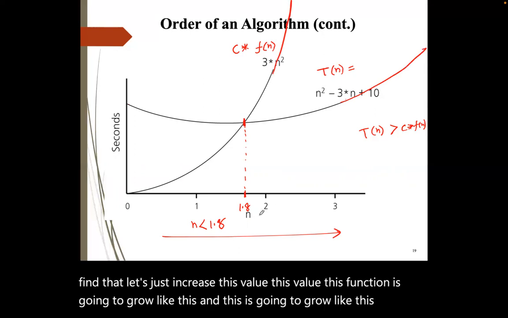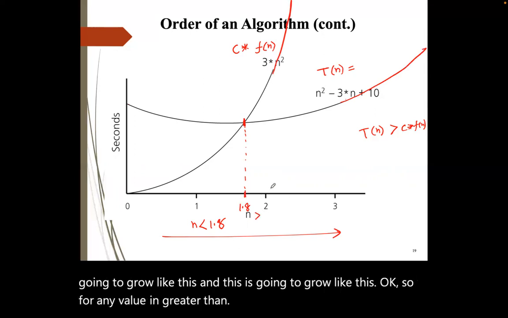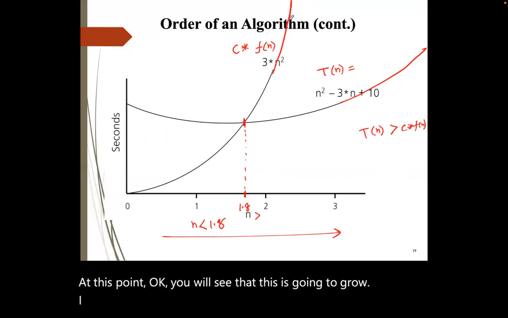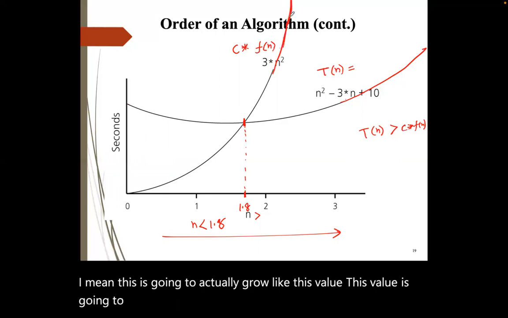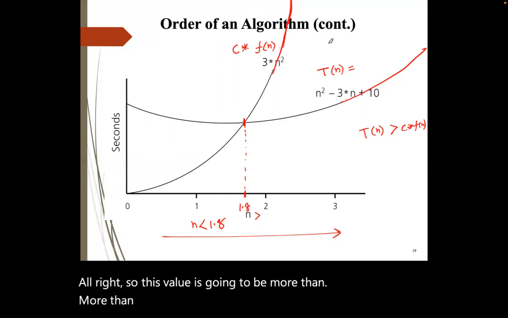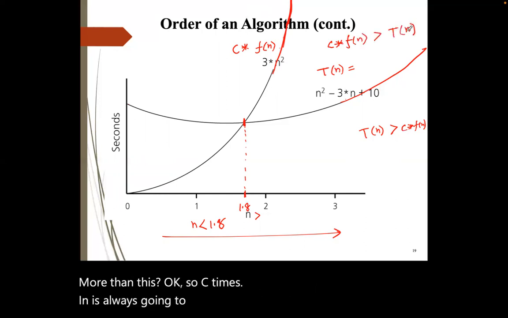So for any value n greater than this point, you will see that this is going to grow faster. I mean, this is going to actually grow like this. This value is going to be more than this. So c times f(n) is always going to be greater than T(n), for n greater than or equal to 2.